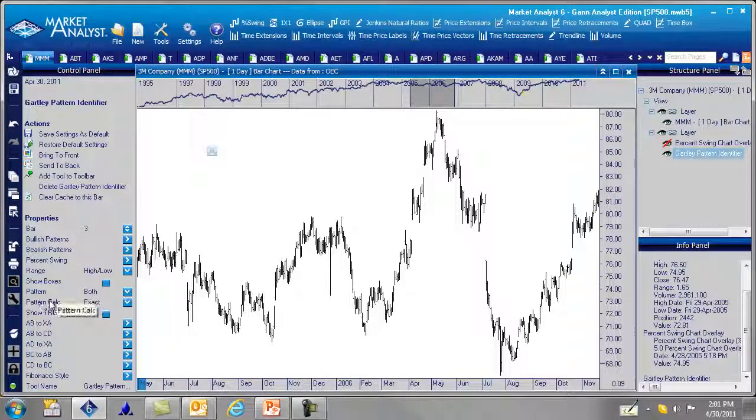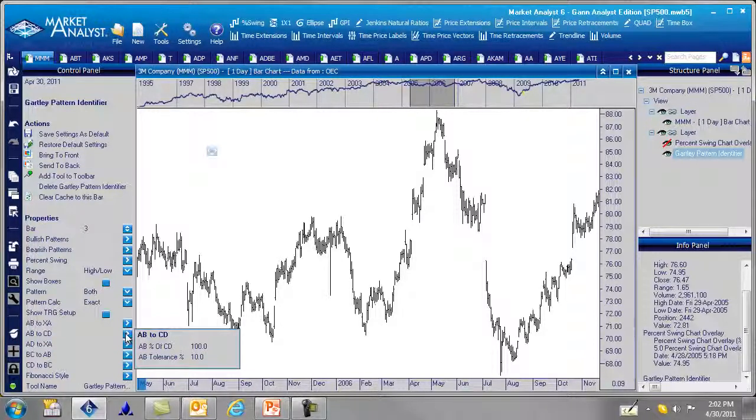I want to go and set my pattern calculation to exact, and I want to go in here and set these settings. The ones I'm going to show you right now, which settings are the most important. Okay, the ones that are not important are the AB to XA leg. The common setting for that is 61.8%. You can plug that number in, but I want you to put the tolerance at 20%, because the higher the tolerance, the less weight this setting has. Okay, so AB to XA, set that to 20 at 61.8.